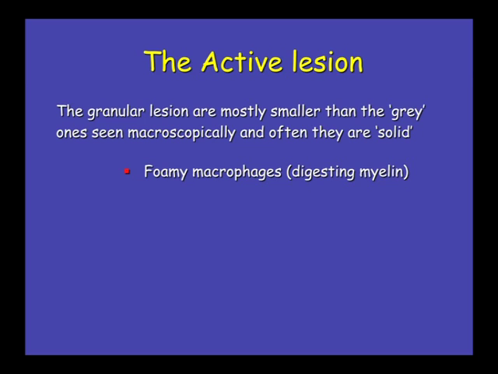So let's have a look at the active lesions. So these are the sort of the granular lesions. They're much smaller than the grey, hard lesions. And inside the so-called granular lesions are macrophages. And we call them foamy because they start eating up the myelin, and they become like balloons. They're eating the myelin away. And that's why we call them foamy cells, foam macrophages. And in these areas, the myelin is damaged, so it's lost. The macrophages are eating up the myelin.